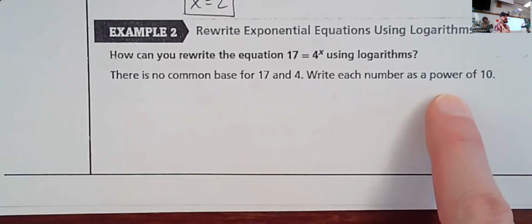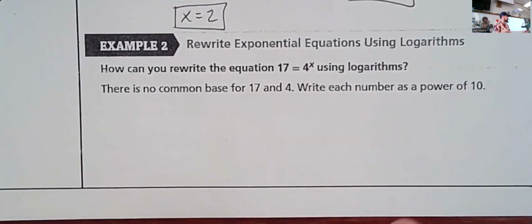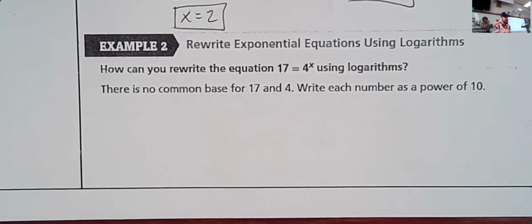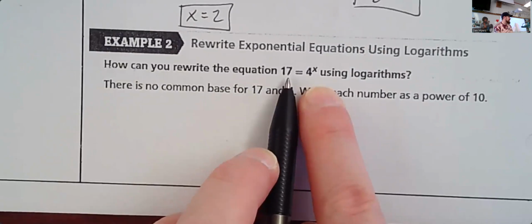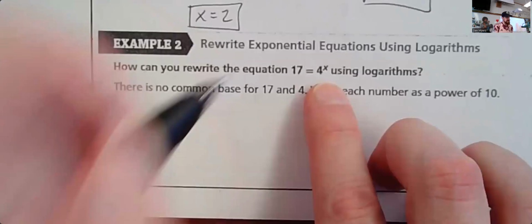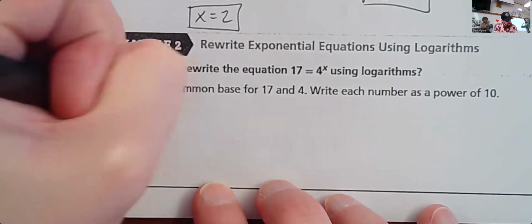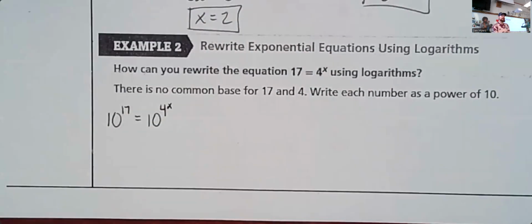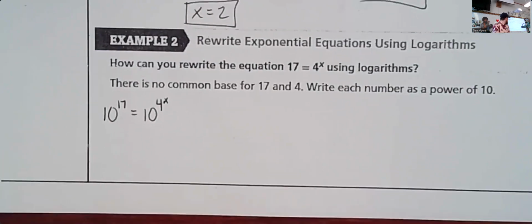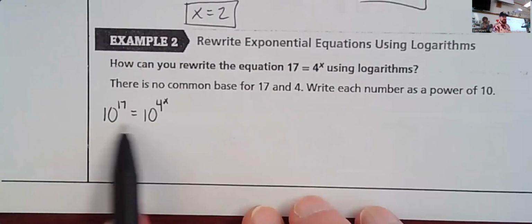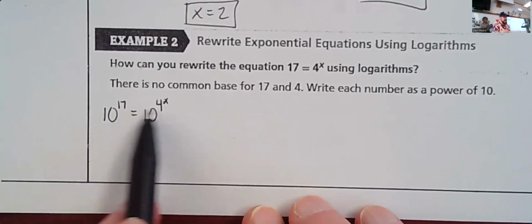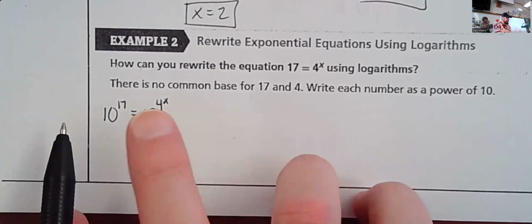And that's because when you use a power of 10, you don't have to do a special log base. You can just use log as opposed to log base something else. So what this is suggesting is treat these like the exponents, which means we can rewrite 17 equals 4 to the x as 10 to the 17th power equals 10 to the 4 to the x power. Treat those two things as the exponents and then put a base of 10 with them.